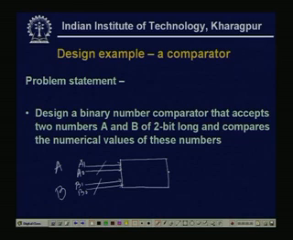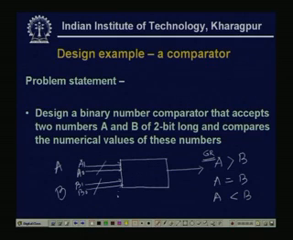Then the output will tell whether A is greater than B, we are calling this greater, then A equal to B, and whether A less than B. So, this is my comparator. This we are calling EQ, this we are calling LS, and this is my greater. So, two inputs and one output, 1 bit. So, this we have to design, this is my comparator.